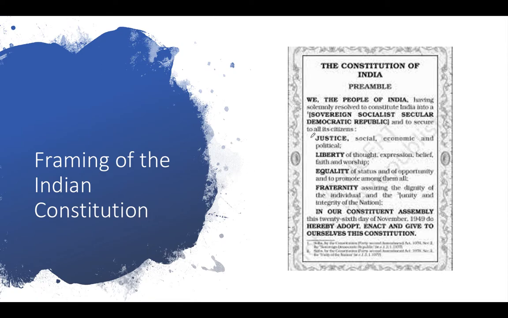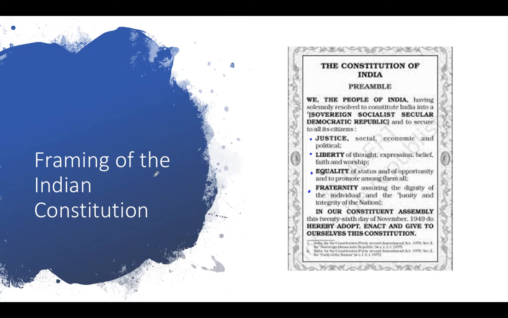Here you can see: we the people of India, having solemnly resolved to constitute India into a sovereign, socialist, secular, democratic republic, and to secure all its citizens justice, liberty, equality, fraternity. And in our Constituent Assembly, on 26 November 1949, do hereby adopt, enact and give to ourselves this constitution. So on 26th November 1949 the constitution was made and enacted, and it came into force from 1950.